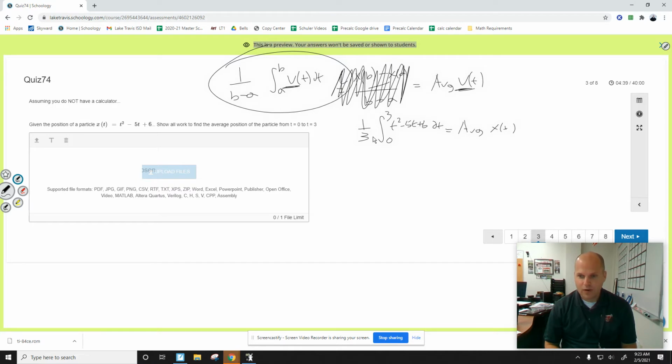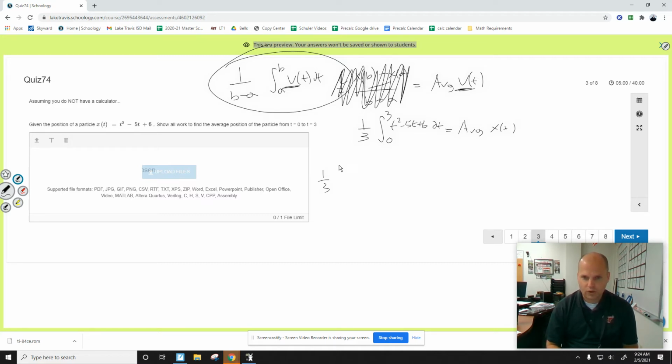Now, how do you find this without a calculator? You can't plug this in and get a number. I would not accept that as full credit, okay? You know that to find this, I'm not going to think of this as area, but more as the instructions of what to do. Take the antiderivative, plug in 3, plug in 0.